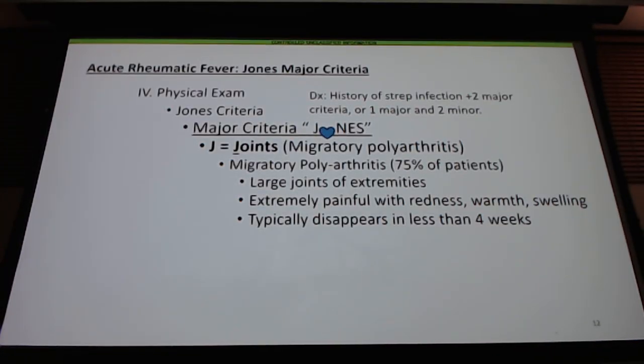When we talk about the major criteria, again, the acronym Jones actually helps you recall what the symptoms are. So the J stands for joints, which is a migratory polyarthritis that typically affects the large joints. So this is not a little joint kind of disease. This is not like gout that tends to affect the big toe. It's going to be the major large joints that get this.